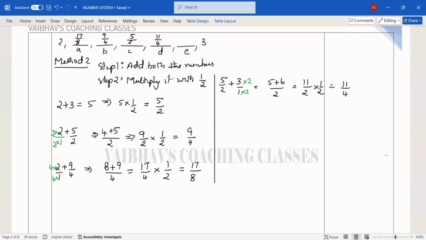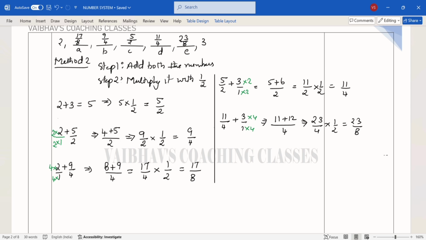So when I add these two numbers, we know that step 1 is addition of both the numbers. So 11 by 4 plus 3 upon 1. So the LCM is 4. I'll multiply both the numerator and denominator by 4. So what does that become? It becomes 11 plus 12 upon 4. So which is equal to 23 upon 4. And what's our second step? Second step is multiplying this with 1 by 2. So what does this become? 23 upon 8. So we got the number as 23 upon 8. Thus we found out 5 rational numbers between 2 and 3.